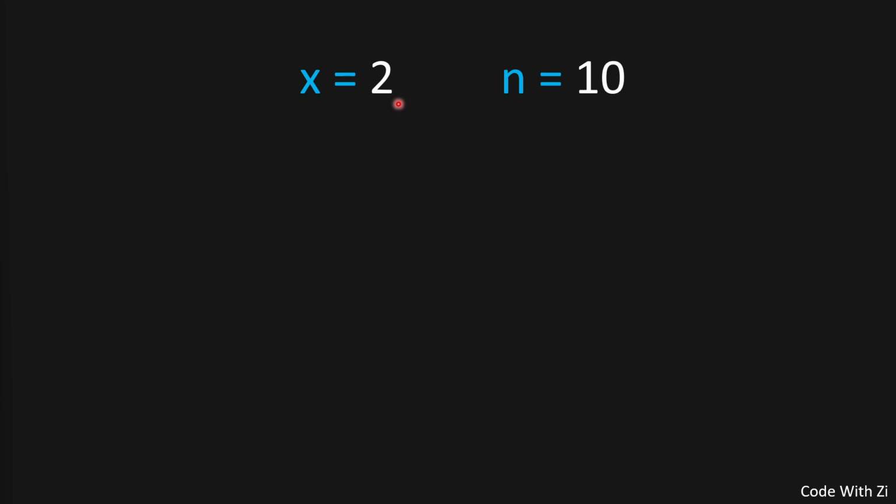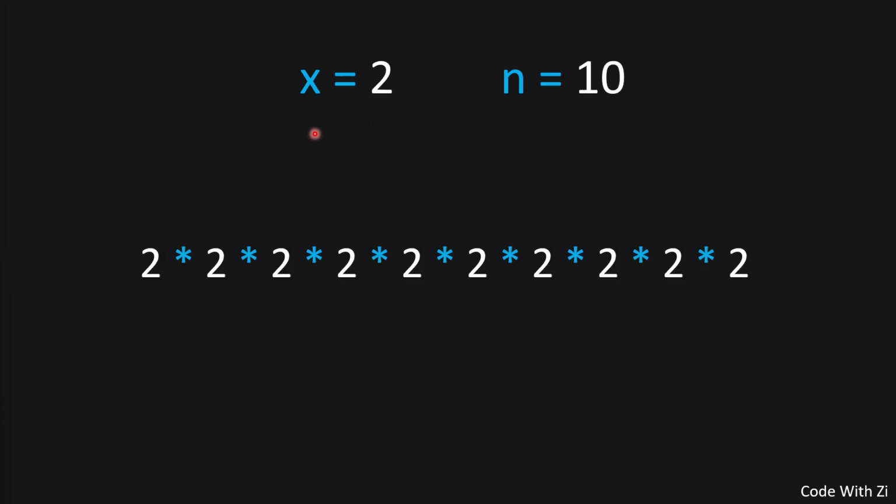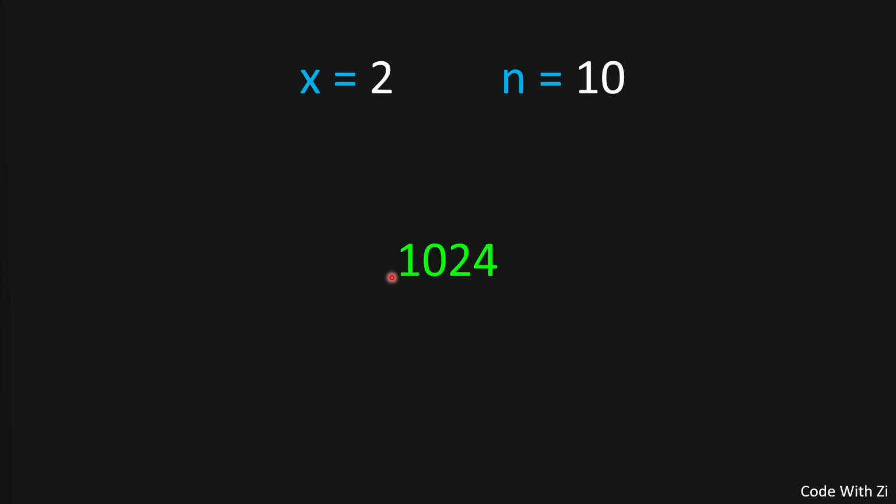As you can see, our x is 2 and our n is 10, and we've got to find the answer of 2 to the power of 10. If we think about it, 2 to the power of 10 basically means that we have to multiply 2 by itself 10 times. As you can see, here we're multiplying 2 by itself 10 times. If we do this multiplication, that's going to give us 1024, and that's going to be our answer. So now we know that when we say, for example, 2 to the power of 10, that means we have to multiply 2 by itself 10 times.